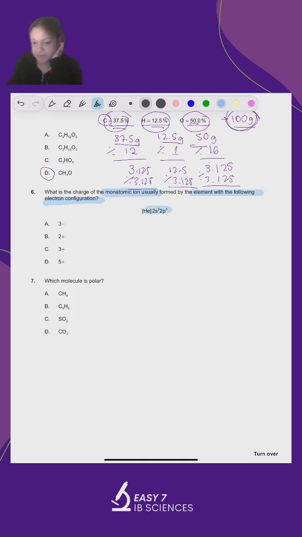So what is this element, by the way, guys? Can anyone look at the periodic table and figure out which element this is? Helium, so the electronic configuration of helium, plus 2 electrons, plus another 3 electrons, so with 5. So it's helium plus 2 in the s orbital, plus 3 in the p orbitals.